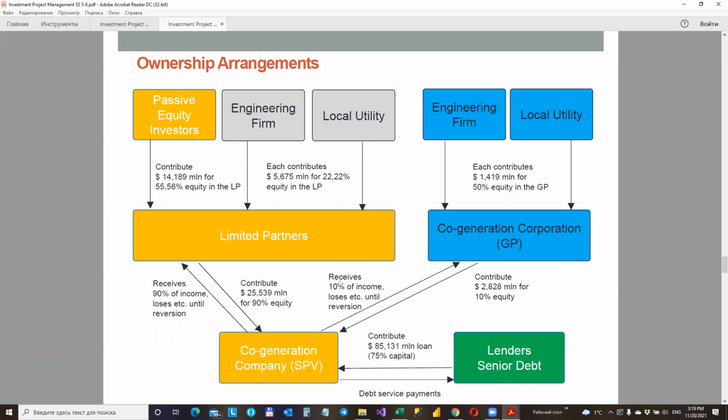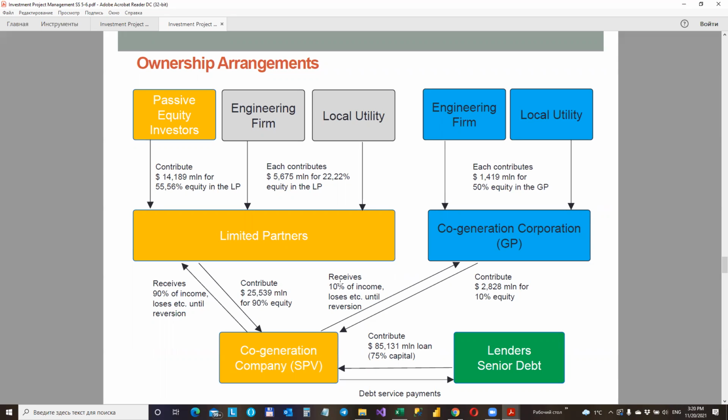Okay. The next issue we have to consider is ownership arrangements. The cogeneration project's target capital structure is 25% equity and 75% debt. The proportions of equity and debt were determined by analyzing the profitability of the project. The greater the level of operating income that can be contractually assured, the greater the amount of debt the project can support. Cogeneration company debt will be non-recourse to the equity investors.